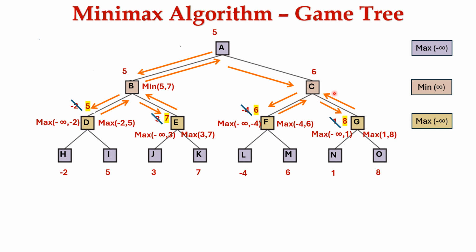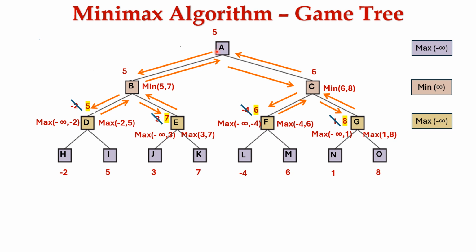Since node C is minimizing node, we need to find the minimum value among node F and node G, that is minimum of 6, 8. Since 6 is the minimum value, it is updated to node C. The same value is propagated to node A.